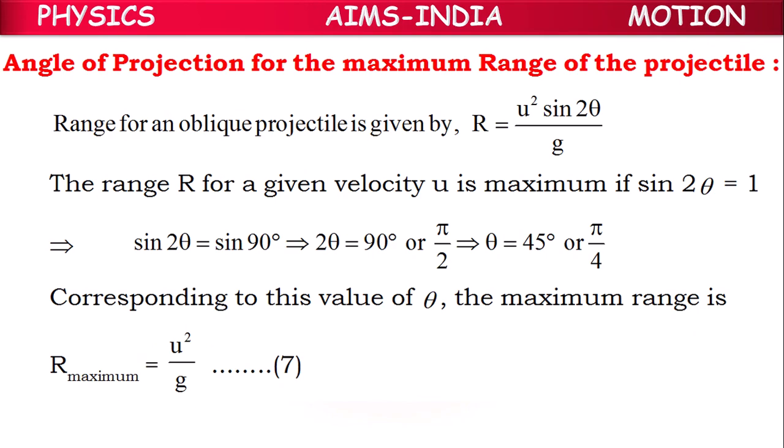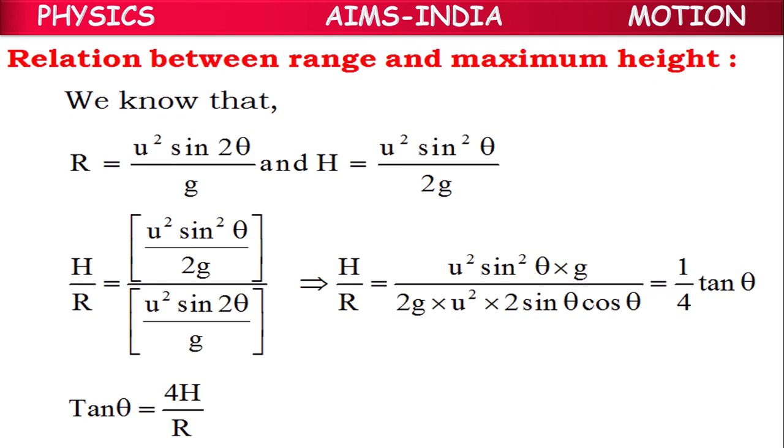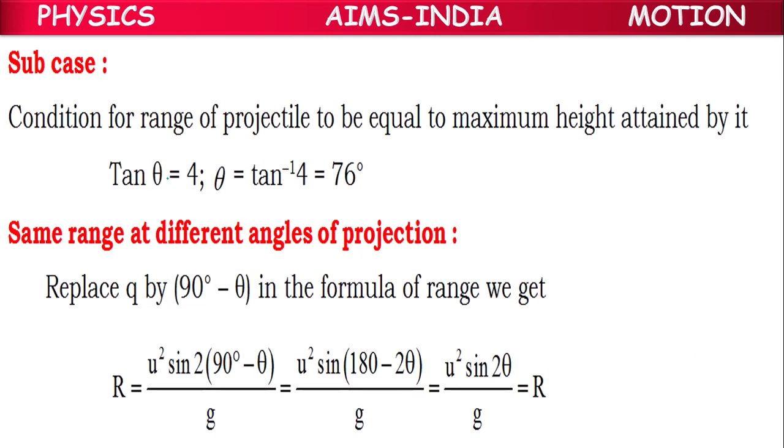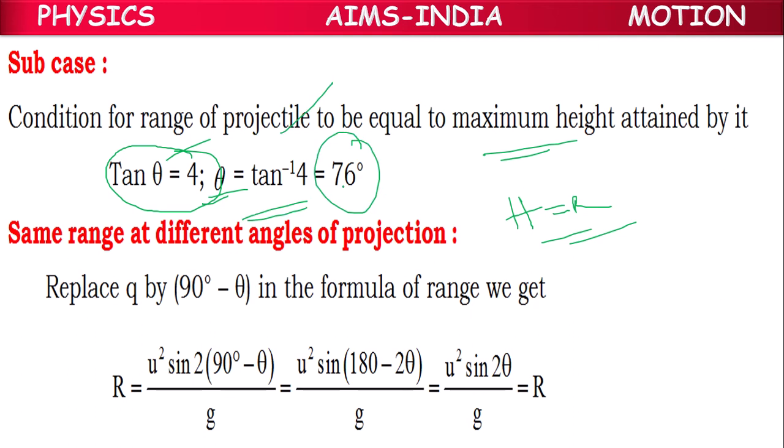So children, what we have learned today? The angle of projection for maximum range of projectile is 45 degrees, that we have learned. And the relation between range and maximum height, tan theta equal to 4h by R. When tan theta equal to 4, h equal to R, that we have learned. Or when the angle of projection is tan inverse 4 or 76 degrees, h equal to R.